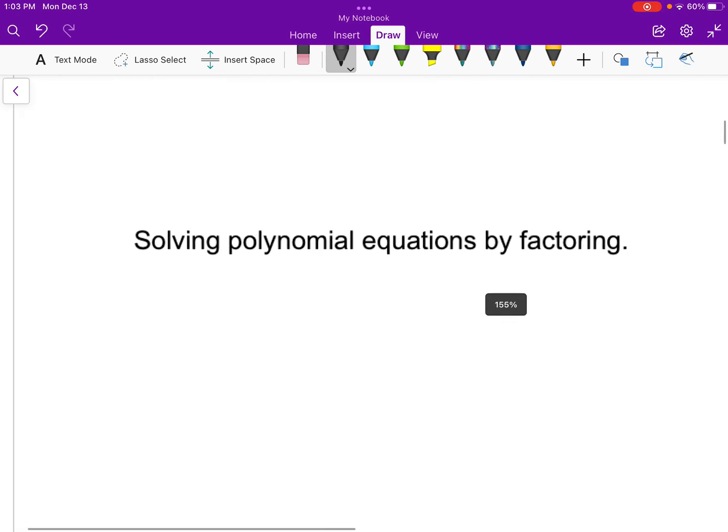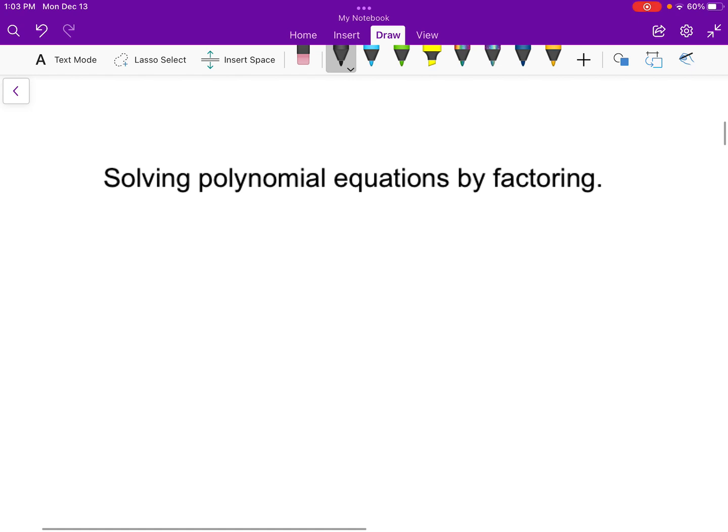So if you want to write this down, this is our learning goal: solving polynomial equations by factoring. When I say polynomial, we're going to focus specifically on quadratics, which is one type of polynomial. And again, quadratics is when my highest power is 2.